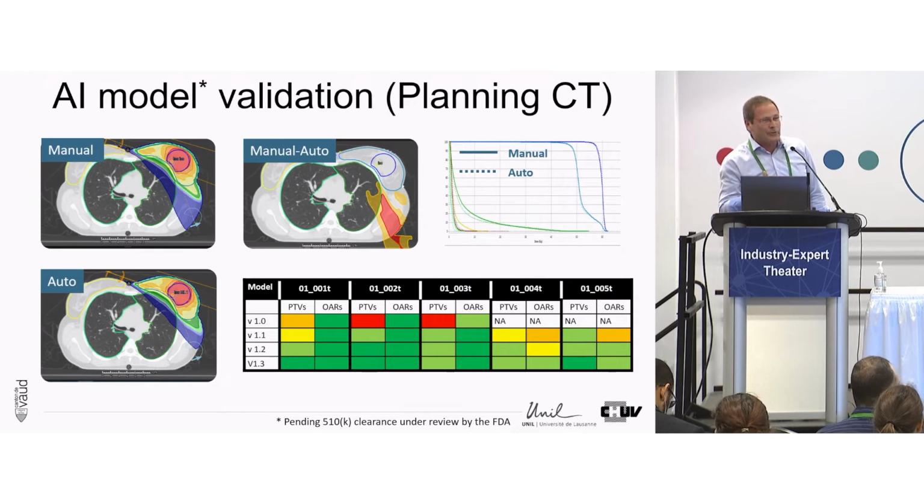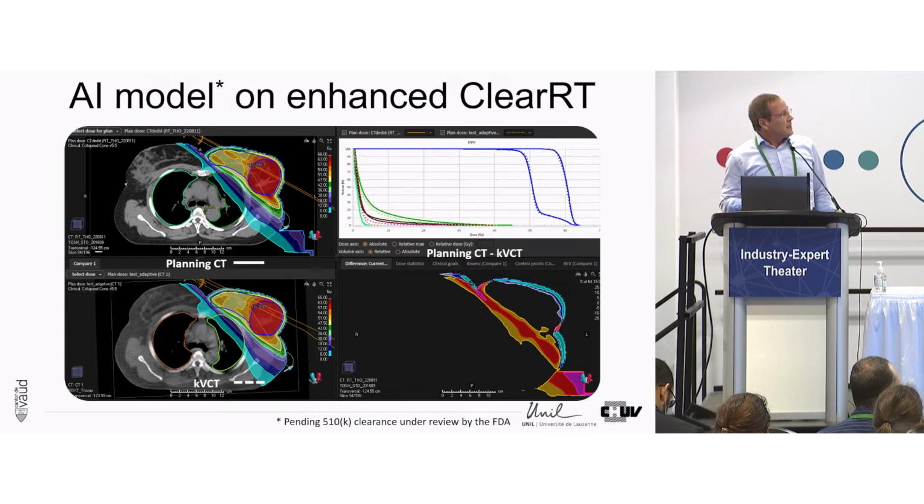So it works. And then we applied that on ClearRT images, and this is what you see on the bottom left. We applied that on the kVCT, and this is an example of what could be the difference between the planning CT and one kVCT taken at fraction, say, 15 or whatever. And you see on the bottom right that there are dosimetric differences, which means that we would have wanted to adapt that plan, because the dose distribution would not be the same today compared to the one of the planning. So it works, we can do that.